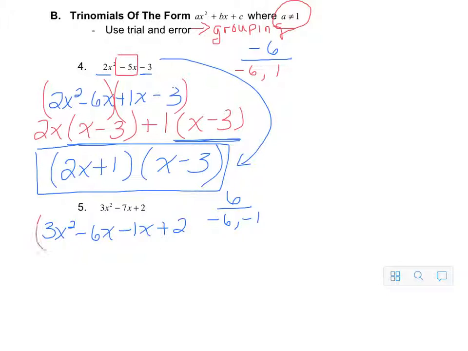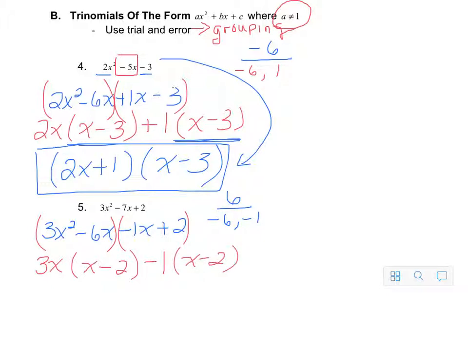I'm going to group the first 2 and I'm going to group the last 2. And I'm going to GCF a 3 and an x out of the first pair and get x minus 2. I'm going to GCF a -1. Chances are, if your second binomial starts with a negative, you are GCFing out a negative so that you get a common factor. And you're going to get x minus 2.